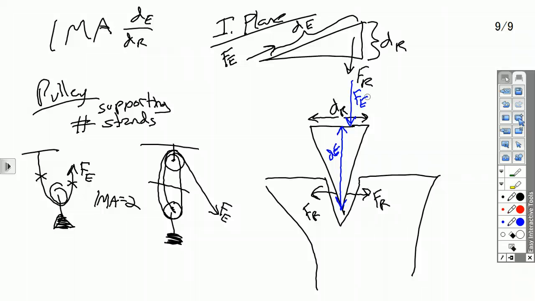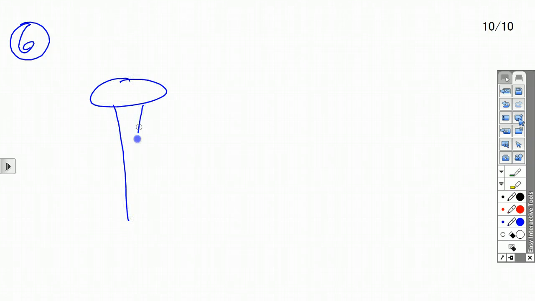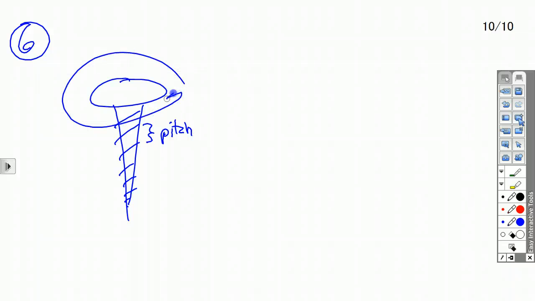What else? We have screw and wheel and axle. We'll do that in one more slide. So again, this is number 6. For the screw, you have a rudimentary screw. You have the pitch, which is the distance between threads here. It's going to be fractions of an inch as you look at it. Now that's if you make one complete rotation. This spins one complete time.